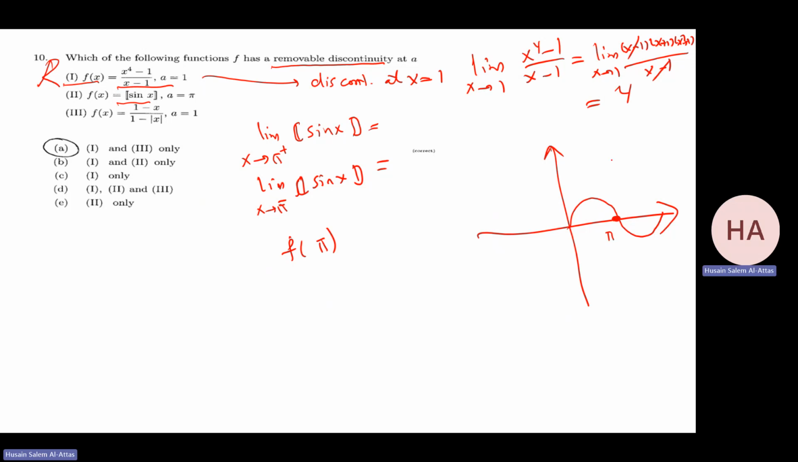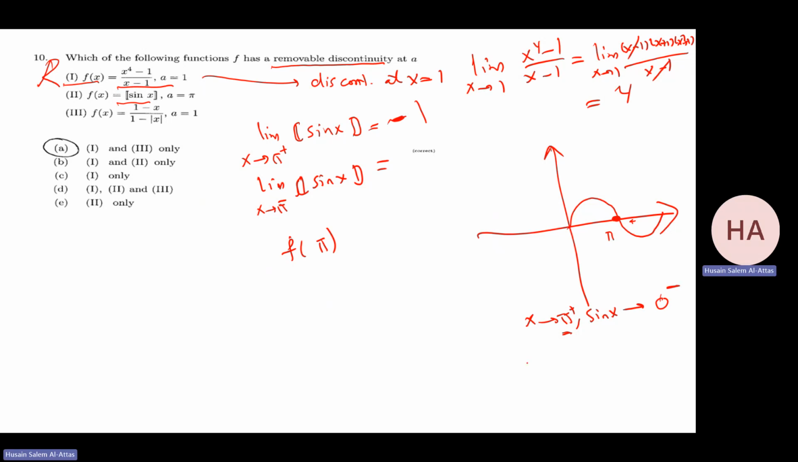X goes to pi from right. If x goes to pi from right, sine x goes to what? More than pi, sine x will go to zero from the left. It's negative, because this will be the third quadrant. So that will be decreasing to zero, zero from left, minus one.